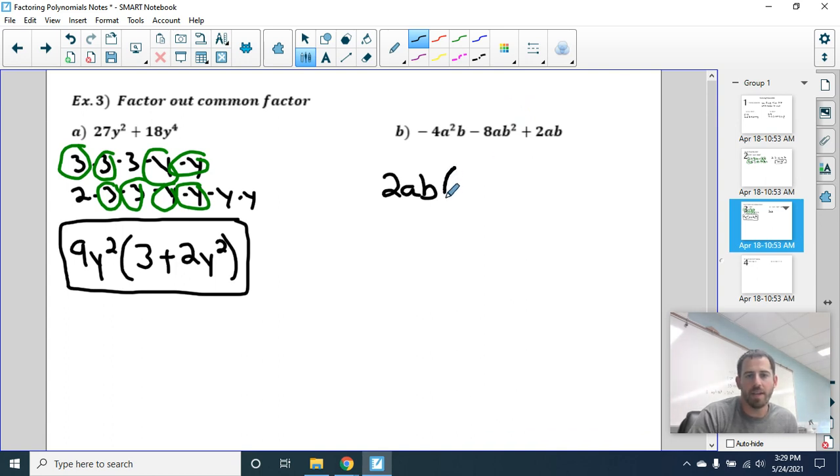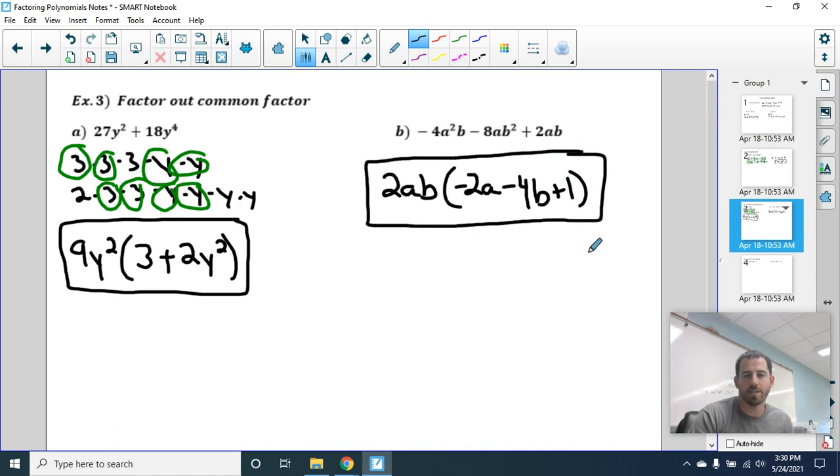Then we divide each of those terms by this term. Negative 4 divided by 2 gives us what's left over: negative 2. I have a squared and an a, so I have 1 a left over, and the b's cancel. We do the same thing for the next term. Negative 8 divided by 2 is 4. The a's cancel, and I have 1 b left over. Then the third term, 2ab divided by 2ab, is just plus 1. And there is my answer.